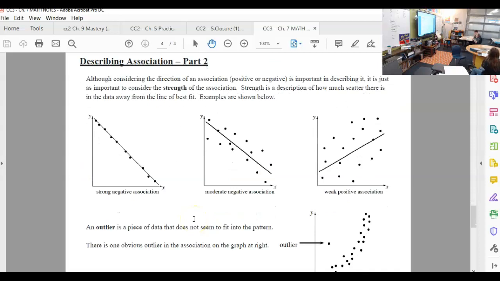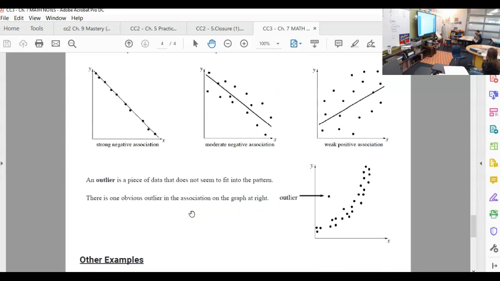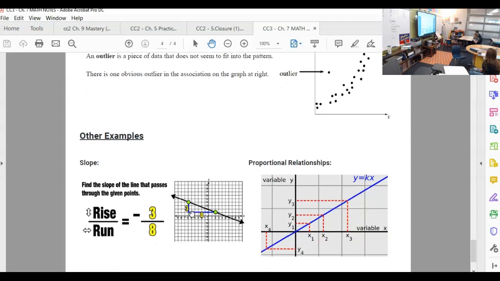Strength of association. This is a different section because associations have strengths, outliers, and some extra examples just for your health. Guys, a lot of us are still goofing up positive versus negative slope. So please be careful when you're doing slope work. Is it positive slope or is it negative slope?